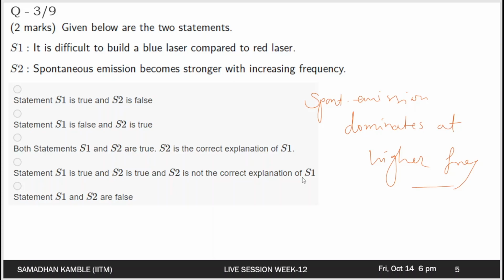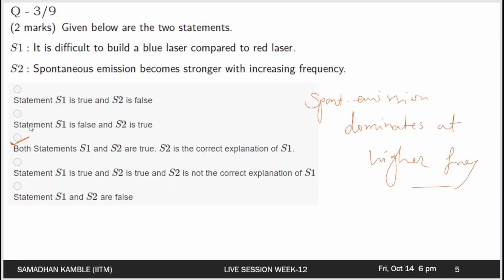So that is the reason the spontaneous emission is much stronger in the blue frequencies, and it is difficult for us to build a blue laser compared to the red laser. So both statements S1 and S2 are true, and indeed S2, which says that the spontaneous emission becomes stronger with increasing frequency, is the correct explanation of S1. Okay, so this is the answer for question number 3.